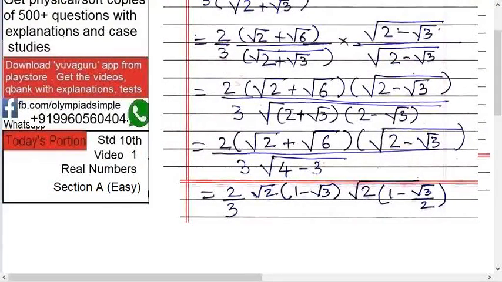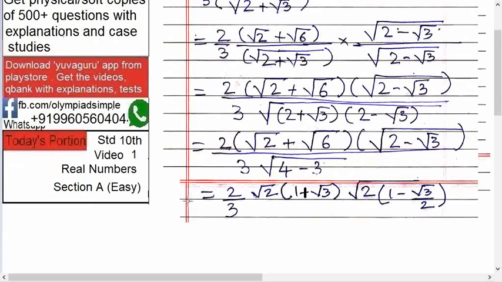Why 4 minus 3? A plus b into a minus b is a square minus b square. That is 2 square minus root 3 square, that is 3. So what it becomes? 2 upon 3 into root, this is 1, root 2 common from here, root 2 into 1 minus root 3, right? For this into root of 2 into 1 minus root 3 by 2. Now here it should be plus, it should actually.